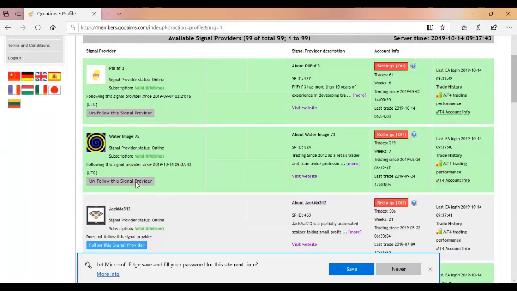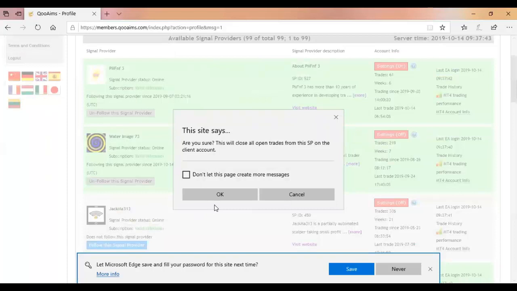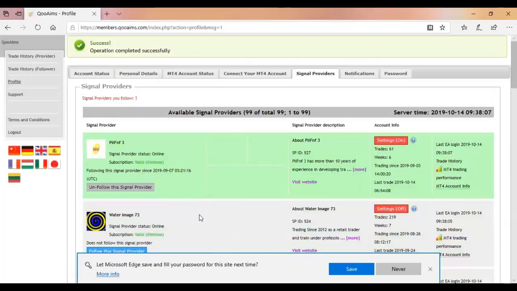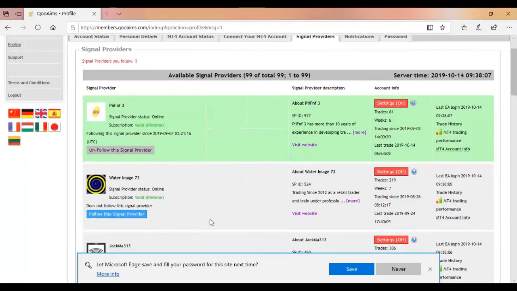When you unfollow, it will also ask you whether you confirm that you want to unfollow, because all your floating positions with this signal provider will be closed. If you say yes, you will realize that all your positions with this signal provider will be closed, regardless of floating profit or floating loss. Of course, there are other options that you can choose instead of unfollowing straight away.